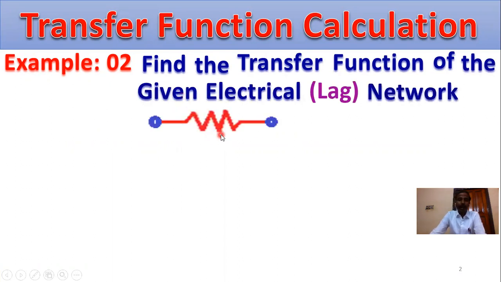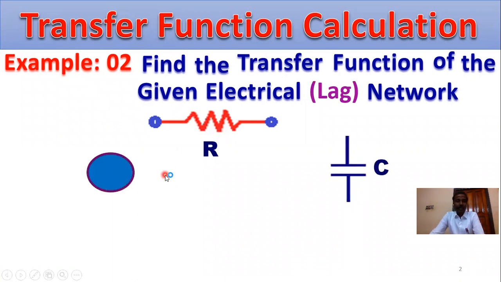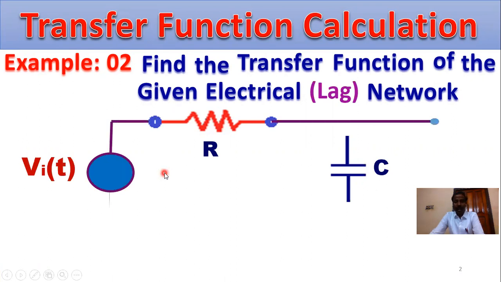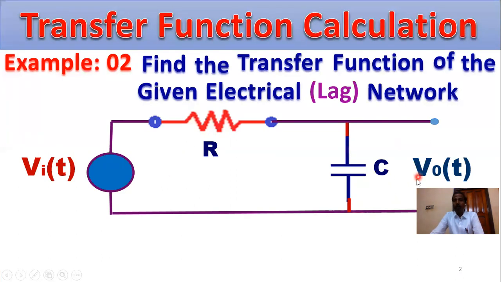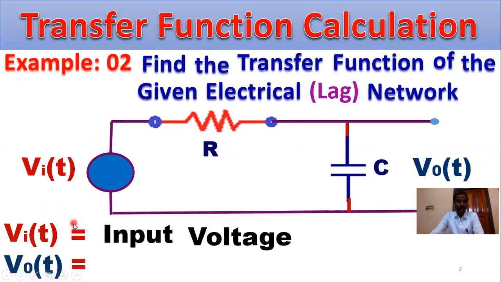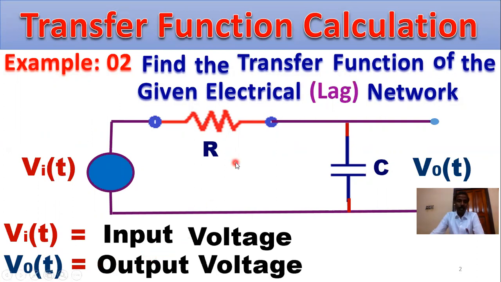This is the electrical network. Resistance R, capacitance C, and this is the input voltage Vi of t. This is the connection diagram. V0 of t is the output voltage, and this network is also called the lag network. Vi of t is called the input voltage and V0 of t is called the output voltage. So this is our electrical RC lag network.